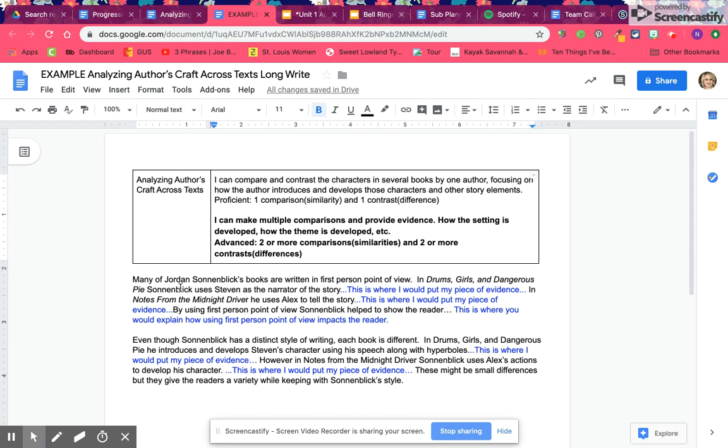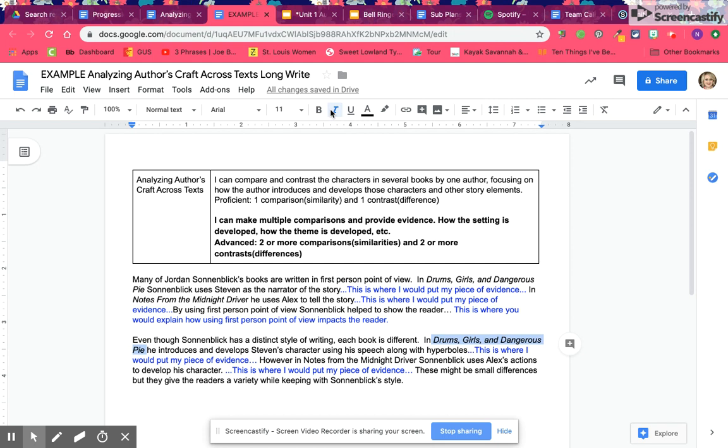I say, even though Sonnenblick has a distinct style of writing, each book is different. In Drums, Girls, and Dangerous Pie, he introduces and develops Stephen's character using his speech along with hyperboles. Then I would give an example of Stephen talking and how that shows a hyperbole. I would also explain why Sonnenblick chose to use hyperboles, and how that really creates Stephen as a character and makes him a more believable, sarcastic teenager.